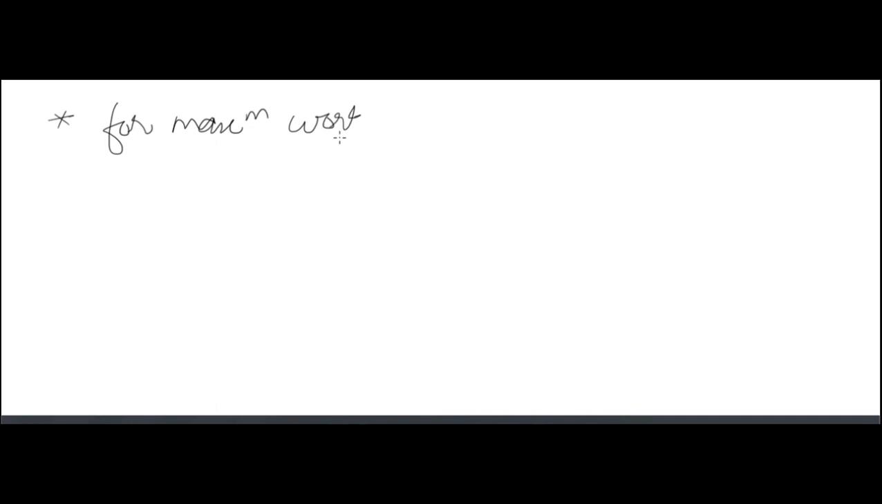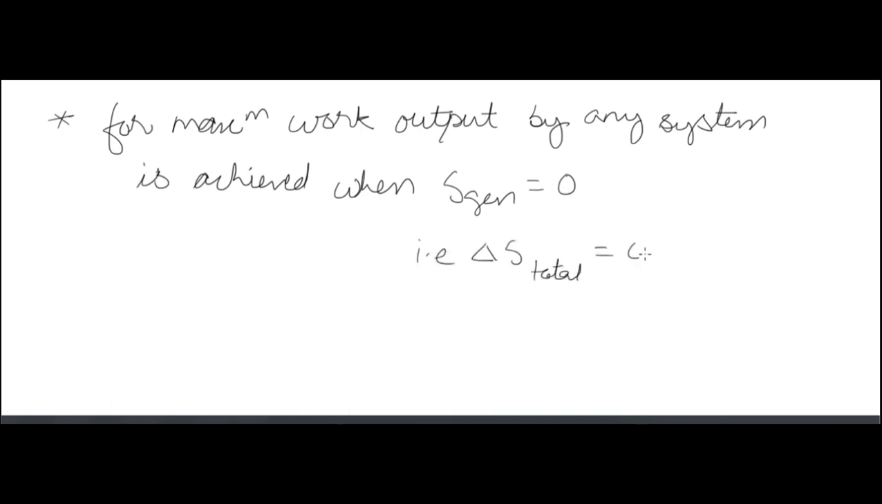Maximum output given by a system is achieved when entropy generation is 0, or total entropy change is equal to 0. That is, delta S system plus delta S surrounding is equal to 0.